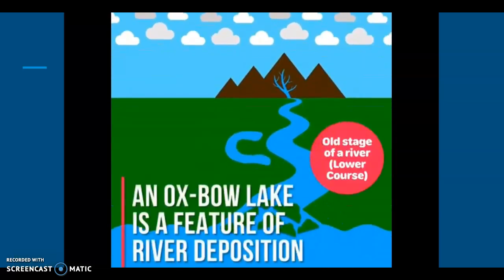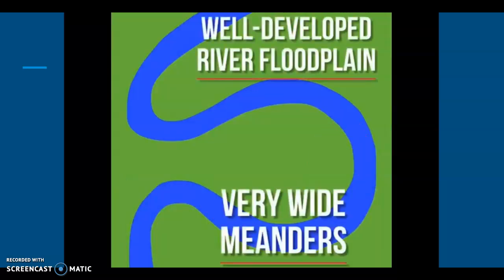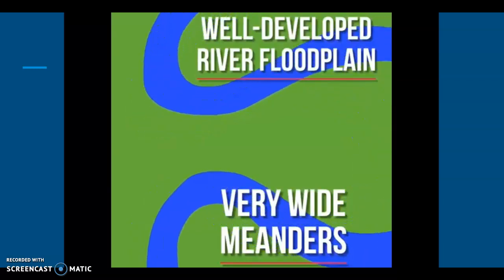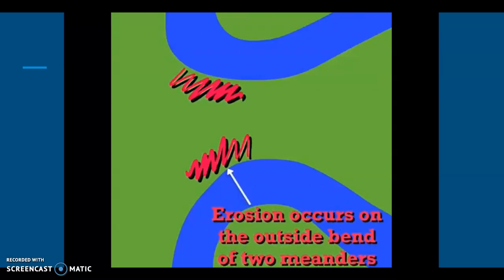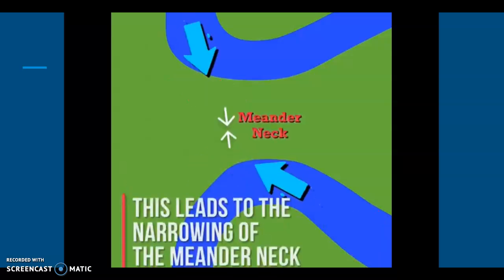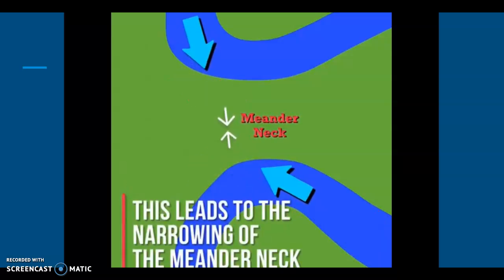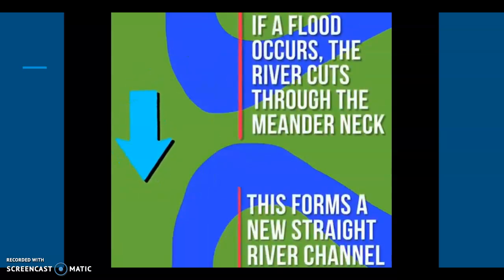An oxbow lake is a feature of river which forms in the old stage of a river. They form on well-developed floodplains where there are very wide meanders with a narrow neck between each bend. Erosion occurs on the outside end of two meanders. This leads to a narrowing of the meander neck. If a flood occurs, the river may cut through the meander neck to form a new straight river channel.